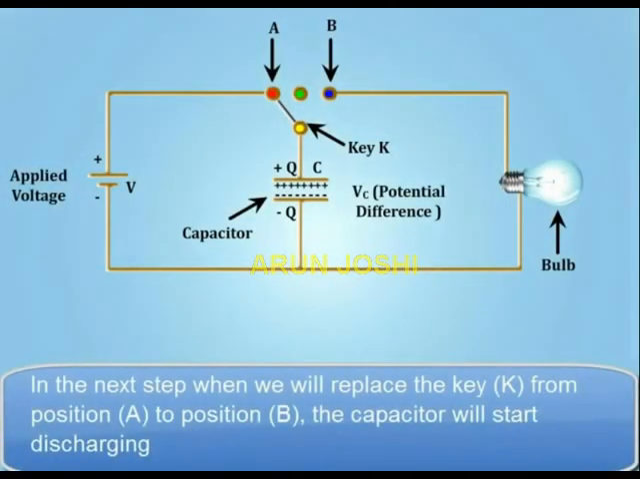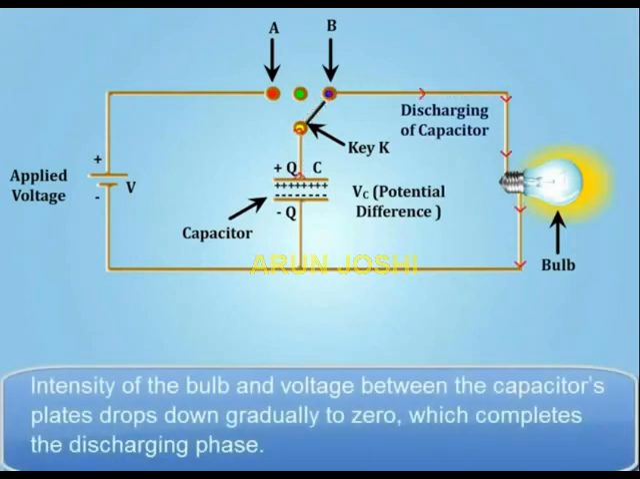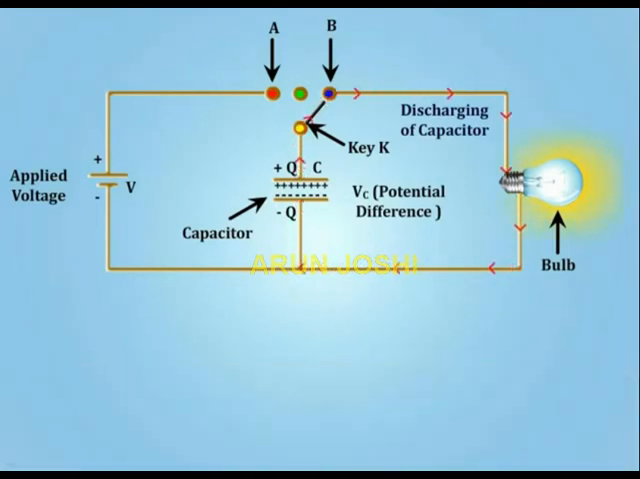We move the key K from position A to position B and we see the capacitor start discharging. We see the bulb will glow with high intensity. The intensity of the bulb and the voltage between the capacitor plates drop gradually to zero, which completes the discharging phase.